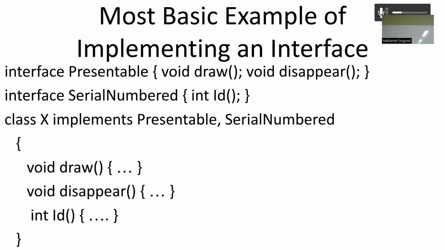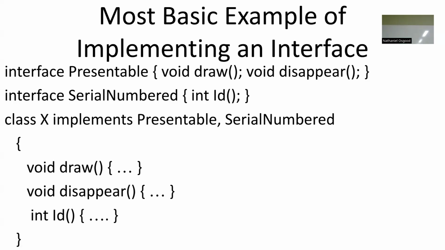An interface will be a sort of contract. It will say, okay, I support drawing, I support disappearing, and there's a separate interface that says I support serial numbering by giving an ID. Then I might have a class that implements presentable, and that means it has to provide a draw and a disappear. And it also implements serial number and has to provide an ID. Is this familiar to you? This too is a separation of interface from implementation.